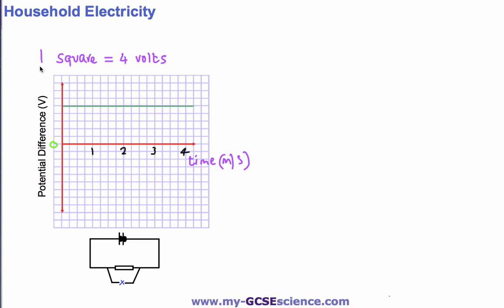Well, we can work it out by using this key here. 1 square equals 4 volts. So if we look at the number of squares, 1, 2, 3, 4, 5, we've got 5 squares. So this is showing a steady reading of 20 volts. Now that 20 volts is for our direct current. So that 20 volts will be supplying a direct current, a current going in one direction, related to this 20 volts.